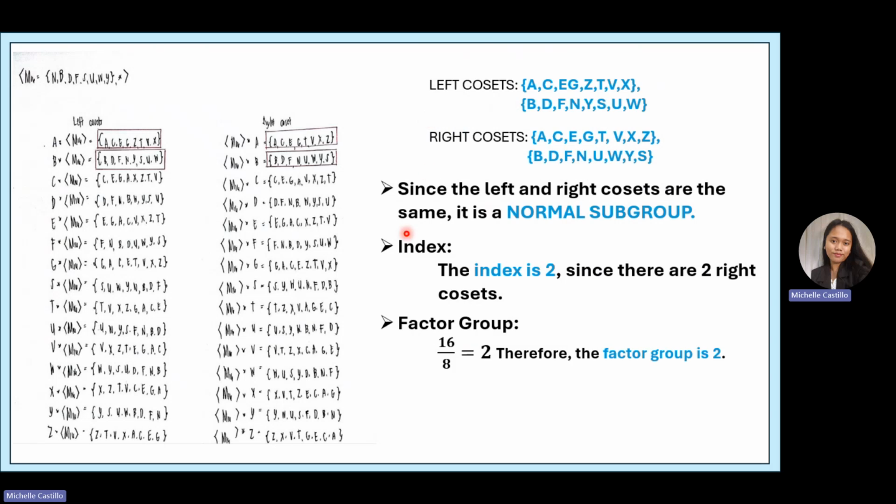And then for the factor group, here we have the cardinality 16, then the number of elements of this subgroup, which is 8. Therefore, 16 divided by 8 is equal to 2. Therefore, the order of this factor group is equal to 2.